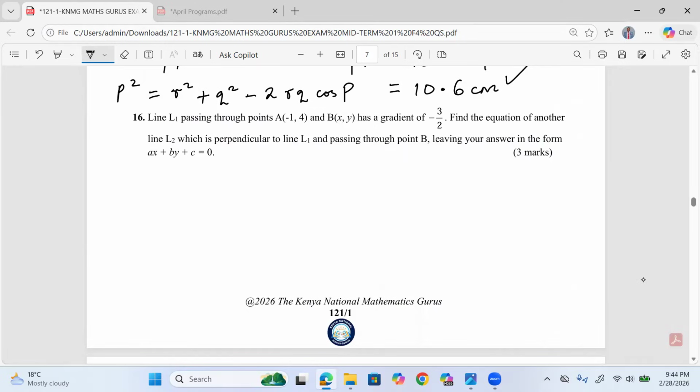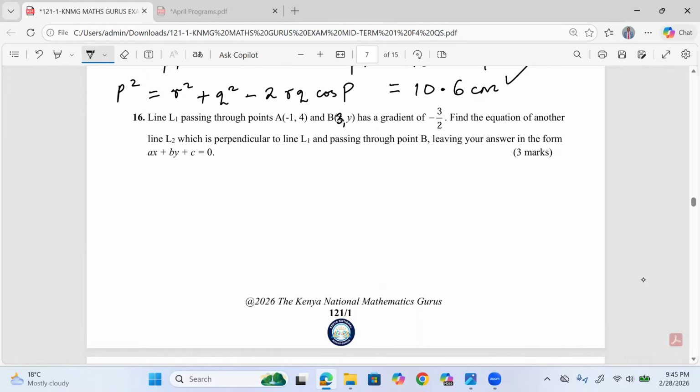Line L1, passing through points A, negative 1, 4, and point B, 3, y, has a gradient of negative 3 out of 2. I'm checking another correction there. Coordinates of B are 3, y. The gradient is given there. Find the equation of another line, L2, which is perpendicular to L1 and passes through point B, leaving your answer in the form ax plus by plus c equals to 0.